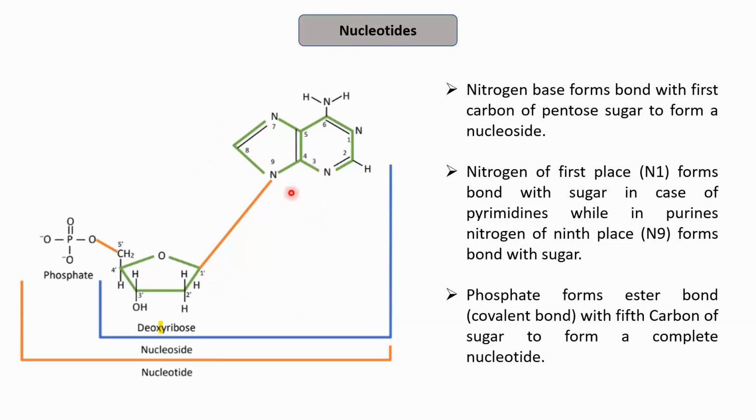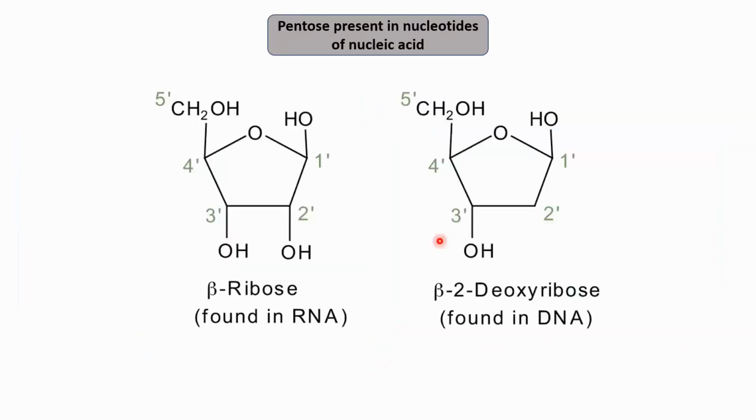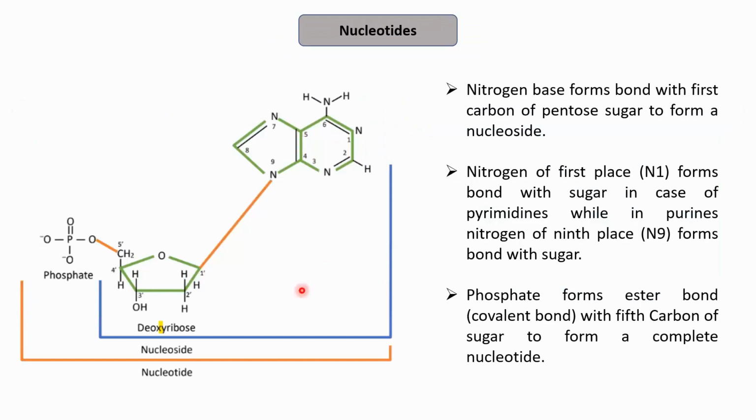So the nitrogen at the first position, N1, forms a bond with the sugar in the case of pyrimidines. If I talk about the purine, shown in this structure, the nitrogen at the 9th position forms a bond with the sugar. So it is important to remember that in pyrimidines, it is the nitrogen at the first position that forms the bond with the sugar, while in purines, it is the 9th place nitrogen that forms a bond with the carbon 1 of the sugar.